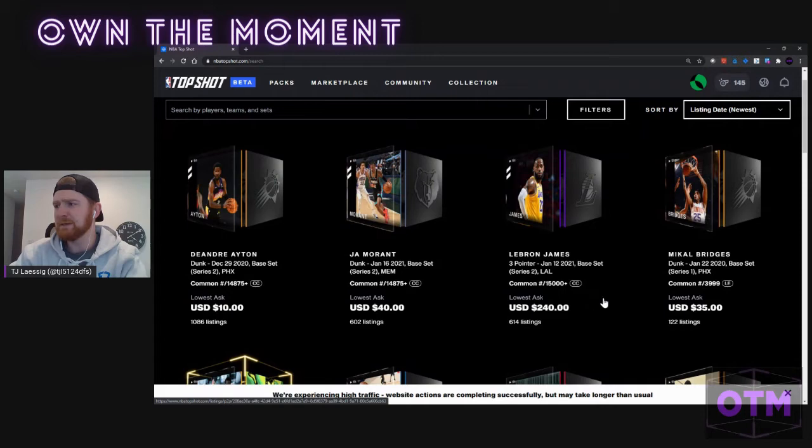So generally speaking, how do we go about evaluating a moment and the value of one? Well, the first thing is this denominator here is certainly key. The smaller that number is, obviously, the fewer of that moment there are minted and available. And as a result, those moments are more scarce, more valuable, and oftentimes more expensive.